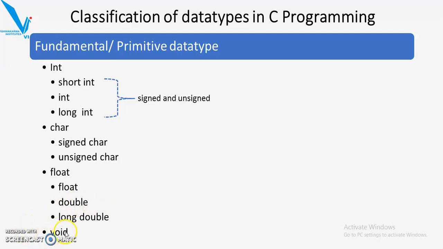And the last one is the void, that is the null data type. It is also called the null data type. Generally it is used with functions. It indicates 0 or no return value. It is generally used to assign the null value while declaring a function.